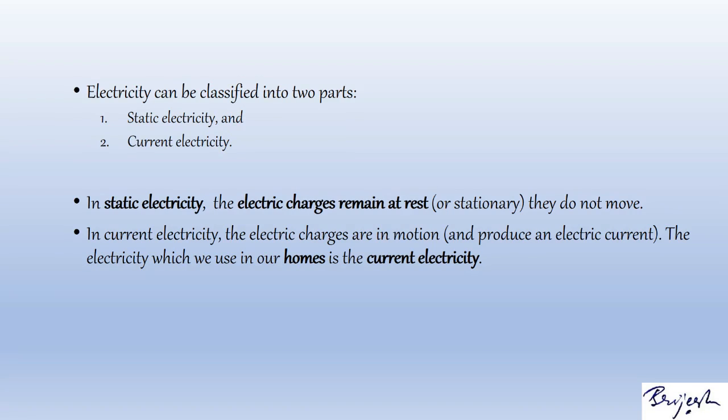In current electricity, the electric charges are in motion and produce an electric current. The electricity which we use in our homes is current electricity. In this chapter, we will discuss only current electricity in detail. So, when we talk of electricity in these discussions, it will actually mean current electricity.